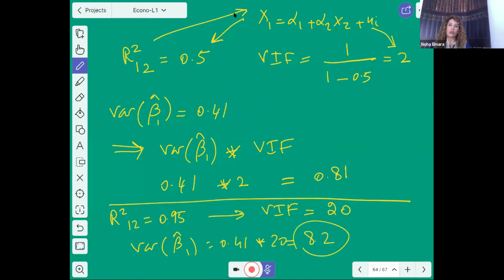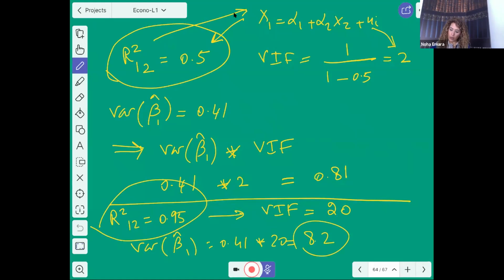I want you to imagine that the higher the correlation between x1 and x2, the higher the variance of x1. So the variance of x1 would keep inflating as the correlation between x1 and x2 increases.